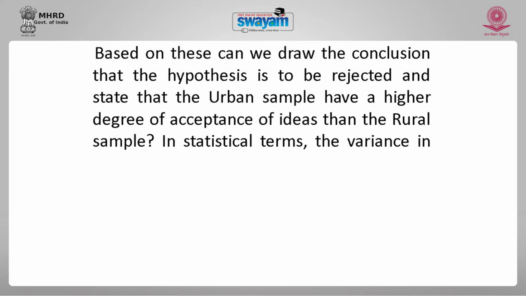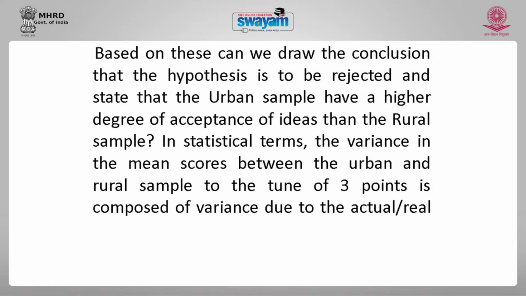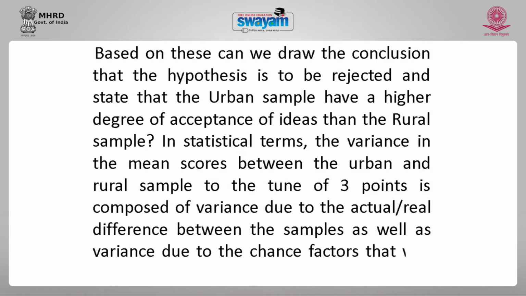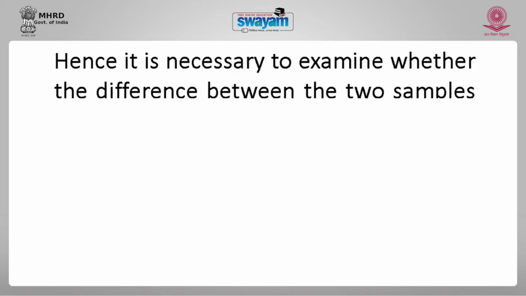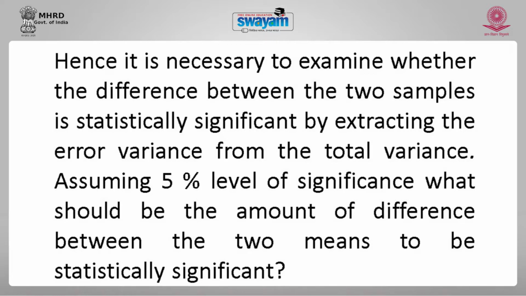In statistical terms, the variance in the mean scores between the urban and the rural sample to the tune of 3 points is composed of variance due to the actual or the real difference between the samples, as well as variance due to chance factors that were not controlled by the researcher. Hence, it is necessary to examine whether the difference between the two samples is statistically significant by extracting the error variance from the total variance.